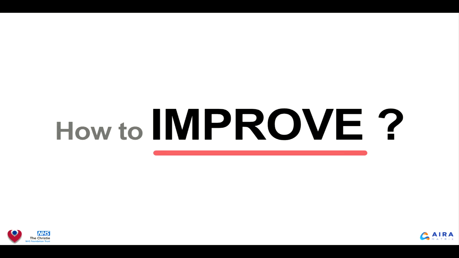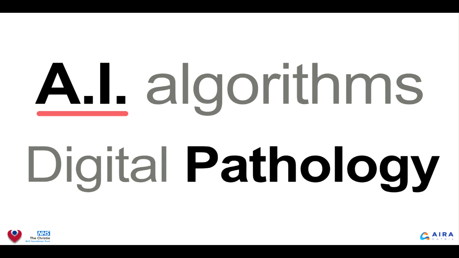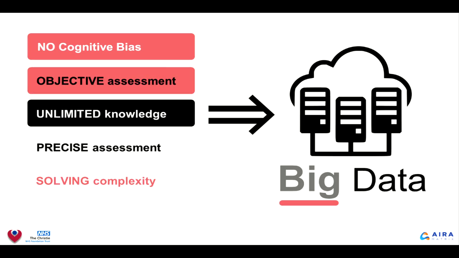So how can we improve? Of course, there is only one solution, which is to use artificial intelligence algorithms. The benefit of artificial intelligence and software is that there is no cognitive bias. They are very objective in their assessment. They have unlimited knowledge capacity. They are precise in the assessments, and they can solve easily any complexity.